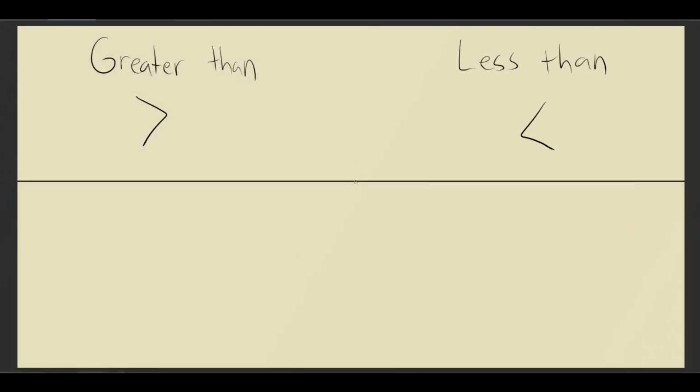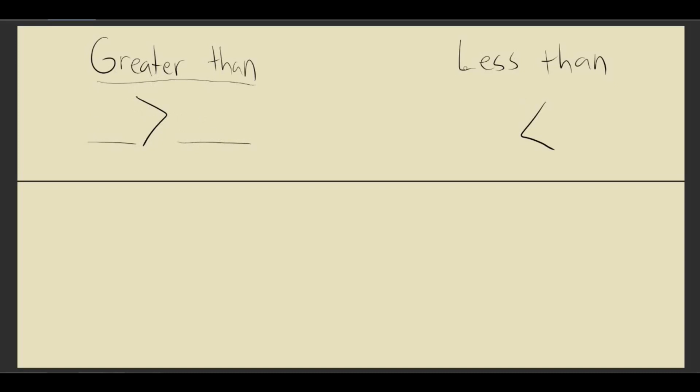Before we get started with comparing, let's take a moment to review our comparing symbols. First, we have our greater than symbol. Our greater than symbol has an open mouth to the left and a small point to the right. This means that the first number is greater than the second number.